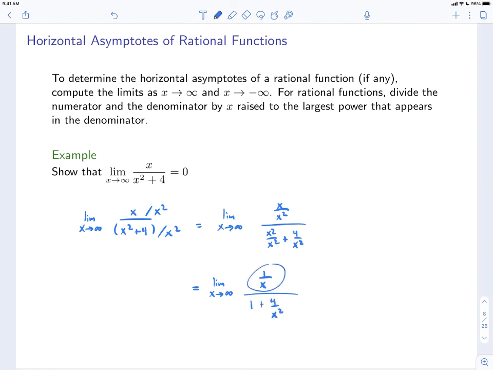This 1 over x term, as x goes to infinity, will go to 0. The same is true of this 4 over x squared term in the denominator. That one will also go to 0. So our limit will end up being 0 over 1 plus 0, which is equal to 0. Here we computed the limit as x goes to positive infinity, but if you compute the limit as x goes to negative infinity, you'll get the same thing.